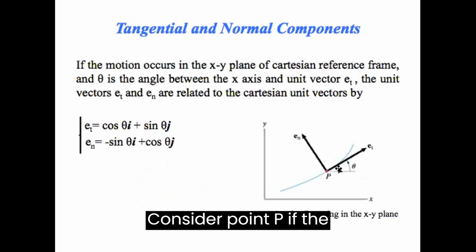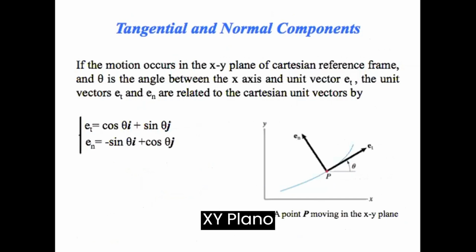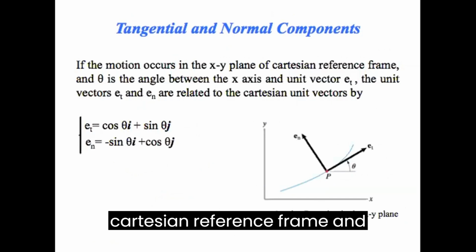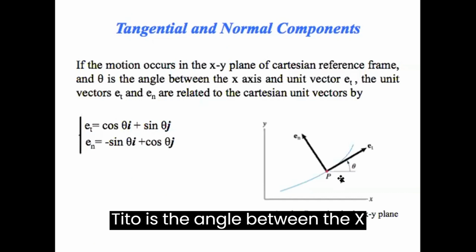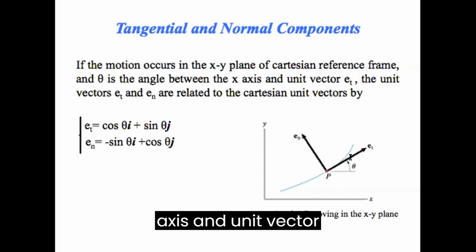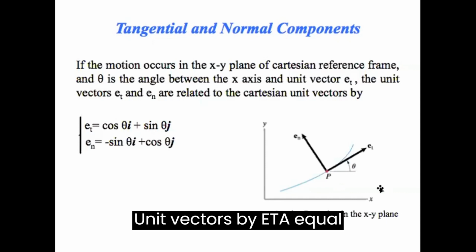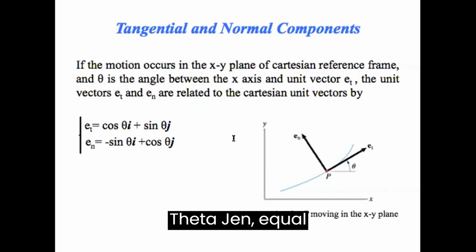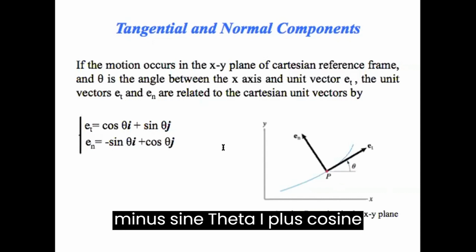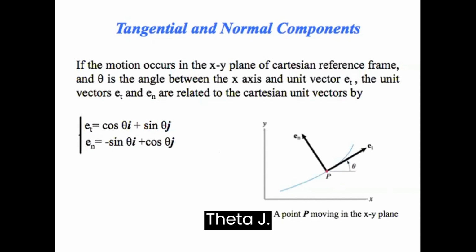Consider point P. If the motion occurs in the xy plane of a Cartesian reference frame, and theta is the angle between the x-axis and unit vector ET, the unit vectors ET and EN are related to the Cartesian unit vectors by ET equals cosine theta i plus sine theta j, EN equals minus sine theta i plus cosine theta j.